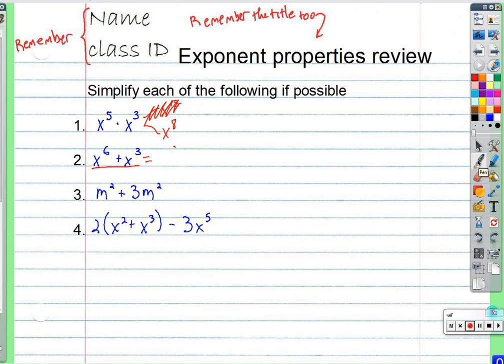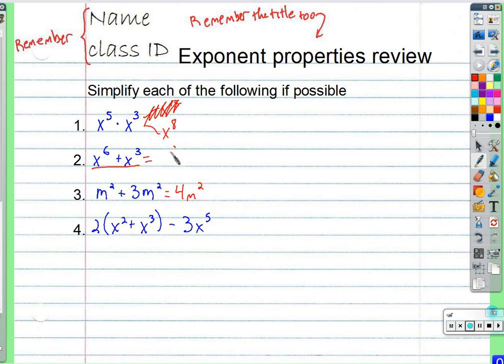Any questions? All right. M squared plus 3m squared is 4m squared. Did you say if the exponents are the same, would I just say that? I would say that. As long as the exponents and the variables are the same, you can add them. I'm going to write it down.